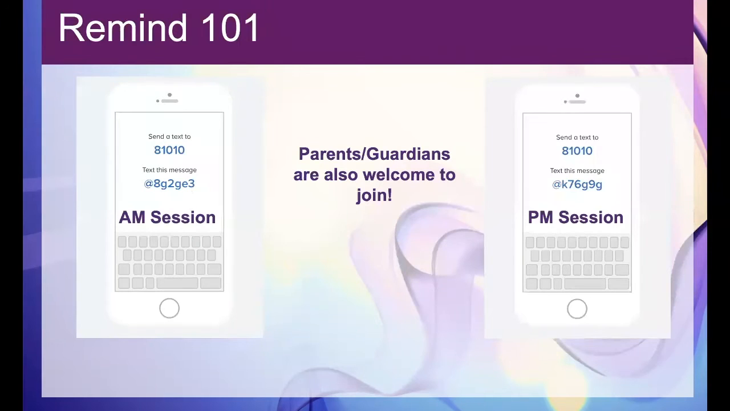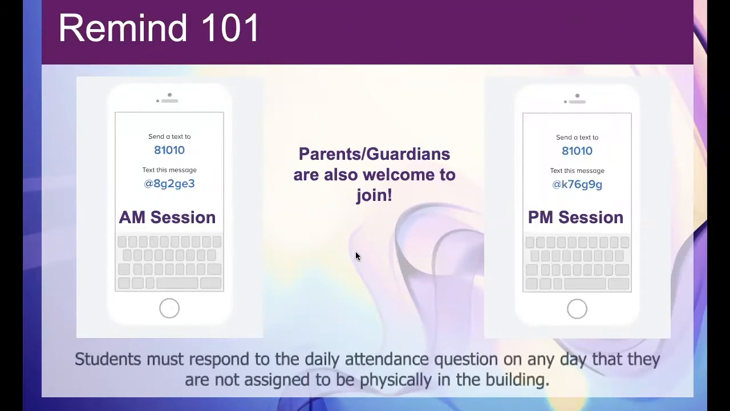Speaking of Remind, this is how we are doing attendance this year. I believe about 95% of students have already signed up and are good to go. Parents and guardians, you're also welcome to join. If your son or daughter is in the AM session, you send this text message, including the @ symbol, so the 8G2GE3, to the number 81010, and you'll join right away. It'll ask if you are a parent, a student, or a teacher. Just select parent. You're going to get the same messages, so you'll also see, unfortunately, the daily attendance message, but you'll also see all of the classroom announcements as well.